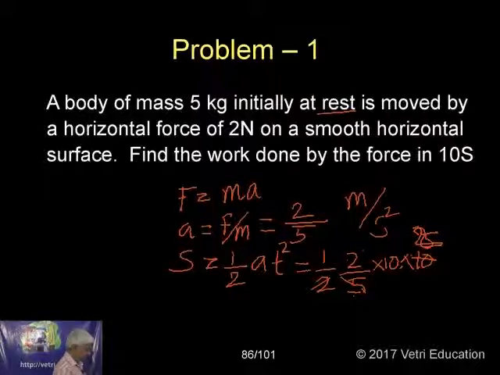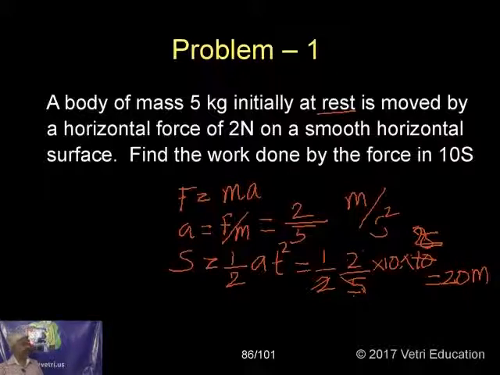What is the thing? These are into 2 by 5 into 10. These are 2 times. These 2 getting cancelled. Automatically, what happened? 10 into 2, 20 meters. So what is the displacement? 20 meters is the displacement.